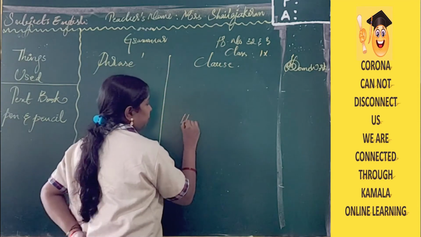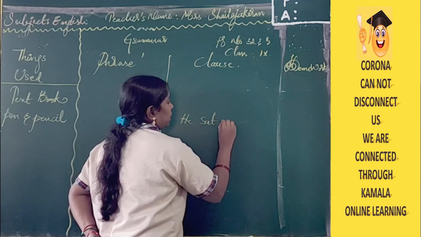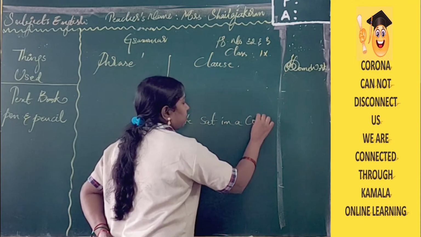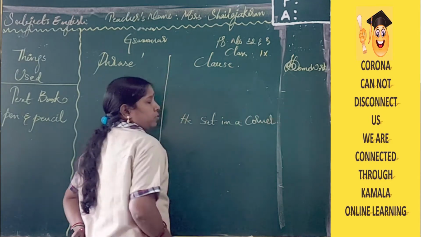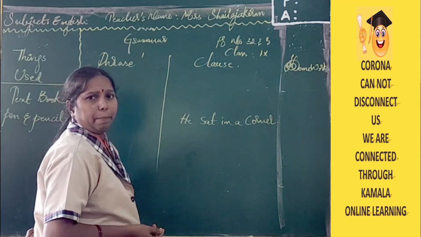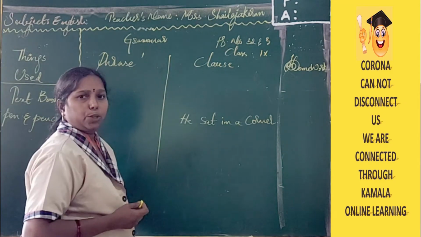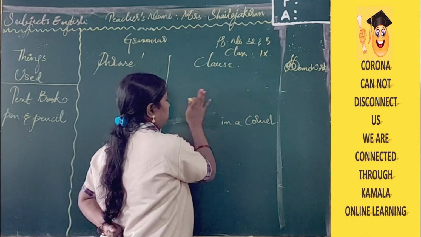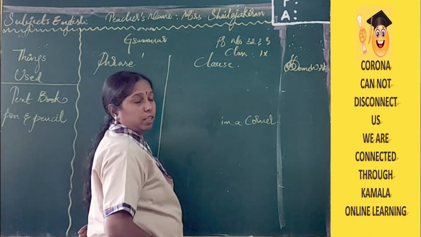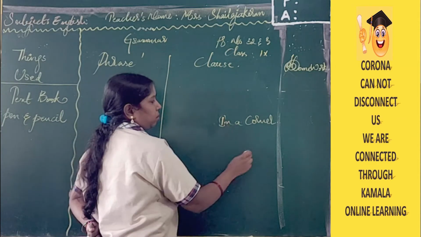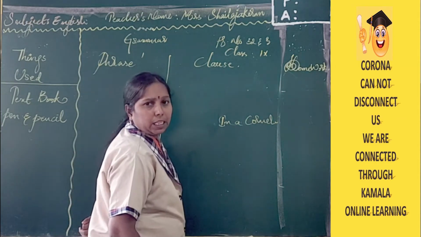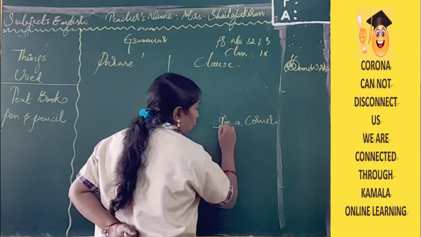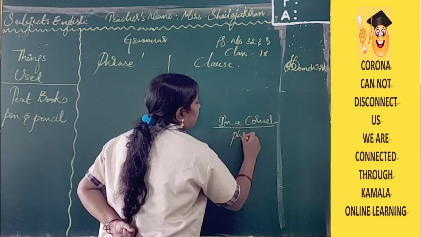Now you see here, "He sat in a corner." Read the sentence. It's giving a complete meaning to you. So it is a sentence. I wrote this: "In a corner." Is it giving a complete meaning? No. So this is called a phrase.